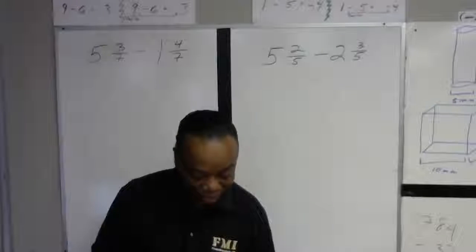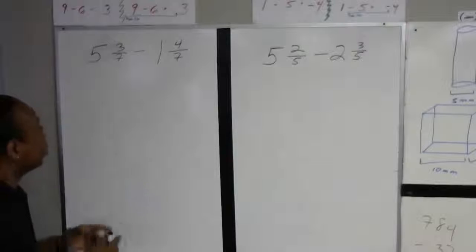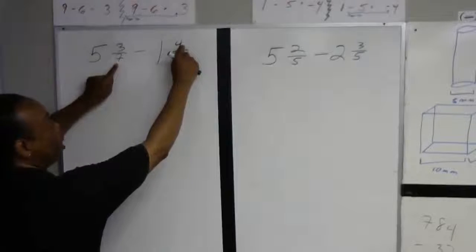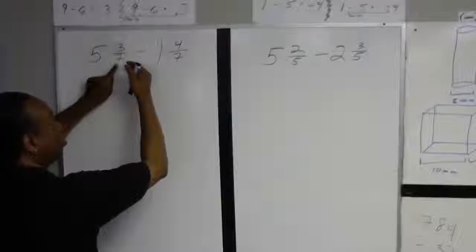Subtracting mixed numbers. First thing we want to look at is subtracting the fractions. Now, here, I cannot subtract a 4 from a 3. Okay, it's too small. So we have to borrow.